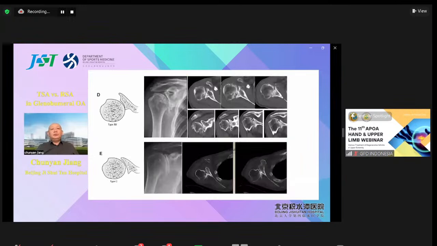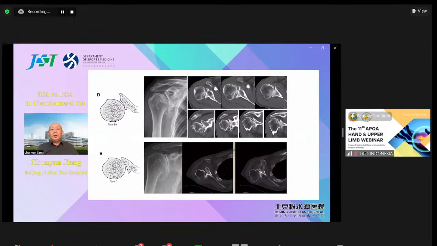In type B2, on the upper part of this, you can see that this is a biconcave glenoid, most of the time with posterior subluxation of the humeral head. And type C would be a very retroverted glenoid deformity, most of the time with severe posterior dislocation.